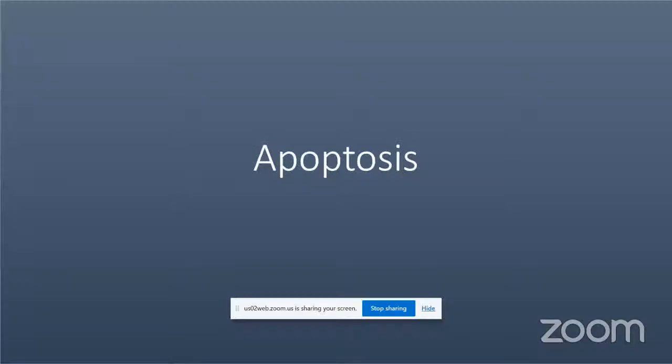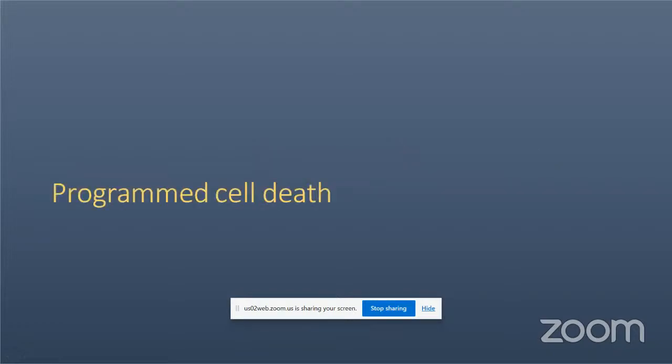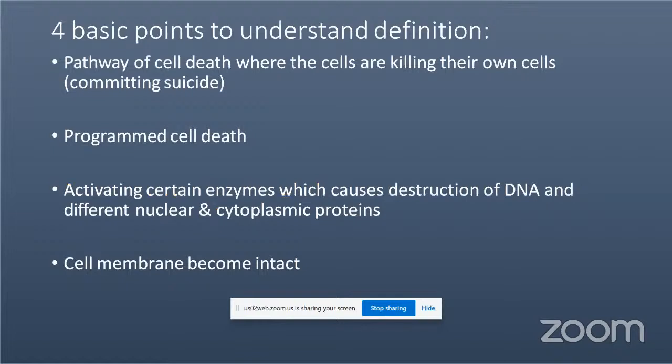Now we are moving to cell injury. In cell injury, the first one is apoptosis. What is apoptosis? The first one is programmed cell death. We all know what programmed cell death is. There are 4 basic points to understand the definition.